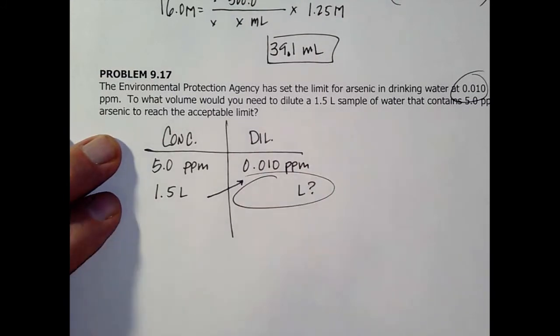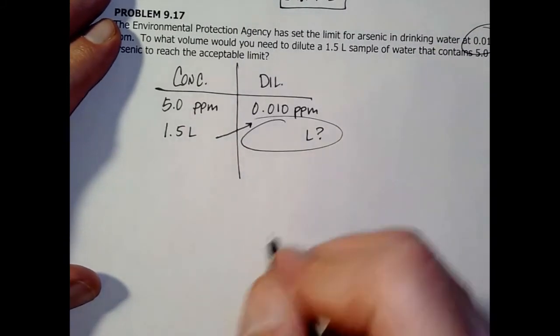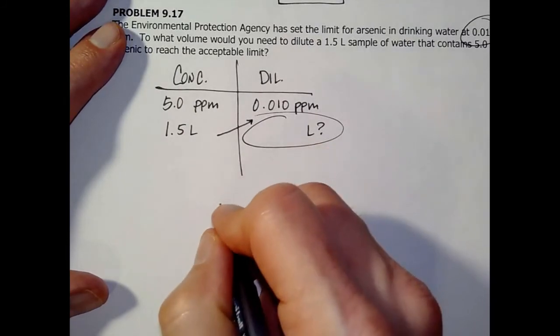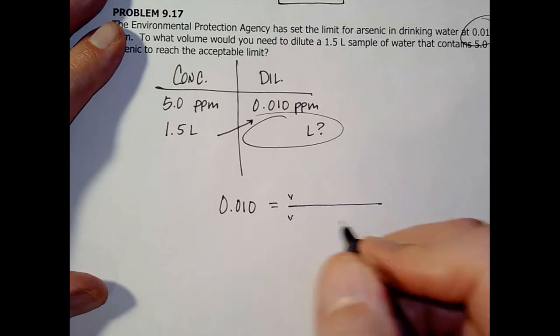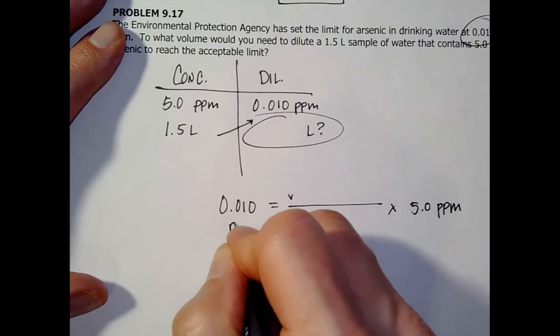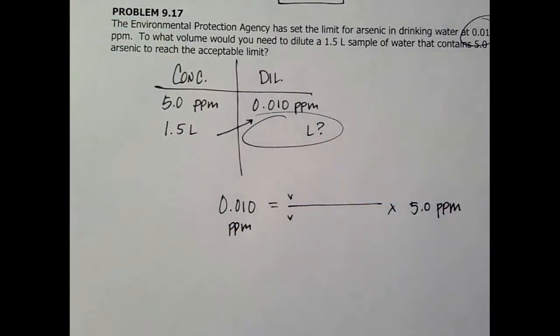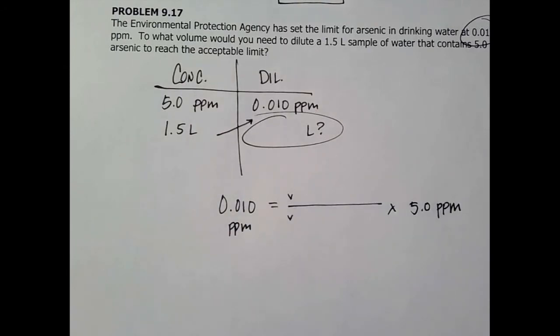So I can play around with these numbers however I want, multiply, divide, until I get a number that's bigger than 1.5. Let's do it the way we've been doing it. Let's just go 0.010 equals, and I know it's some volume over volume, times 5.0 ppm. Now I've got 1.5 liters. This is bigger than that. What goes where? Now you might stop the video and think, okay, wait, what am I going to write where?